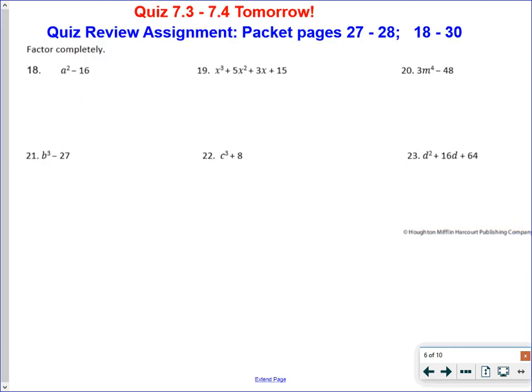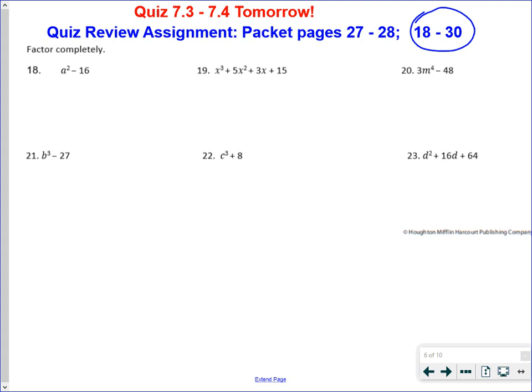So let's keep on going. A good review that I'm going to be going over with you guys, that'll be good for the quiz, and also good for the test, but for 7.3 through 7.4, a good review here are going to be questions 18 through 30 in our review packet, pages 27 through 28. All right, so we're going to go ahead and factor a few of these. We did most of our factoring patterns in the previous slide, so we're just going to do a few of these, okay?